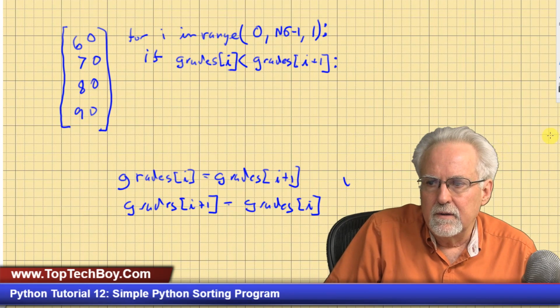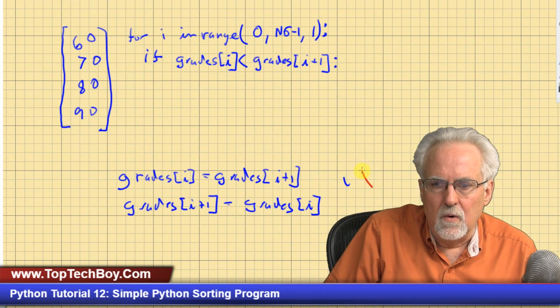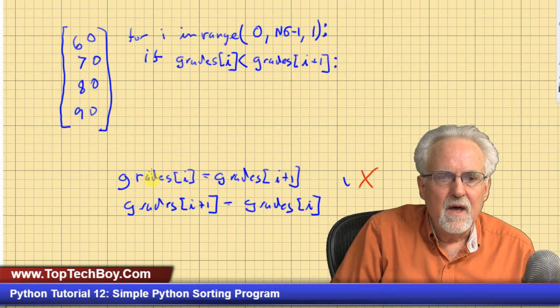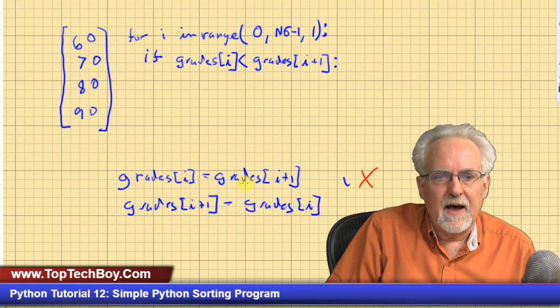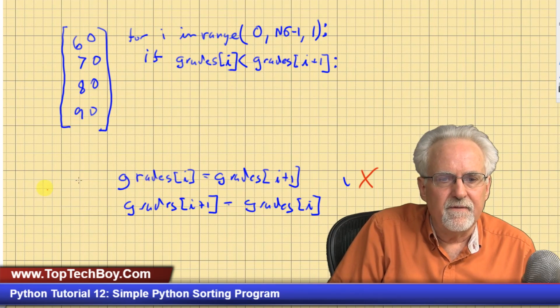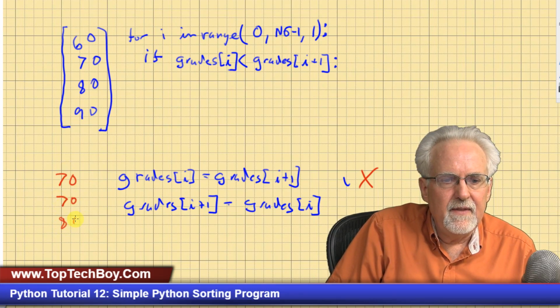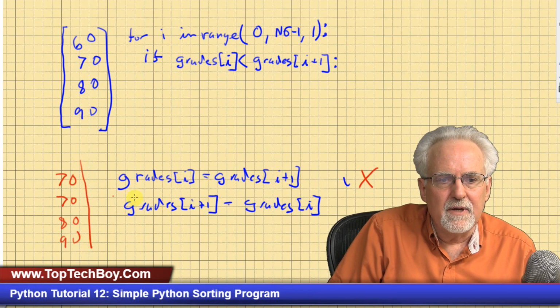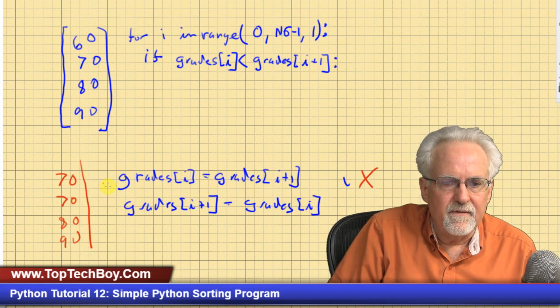This does not work. No. That does not work. Why? Because let's think of this. I'm going to take grades of I plus 1 and I'm going to put it in grades of I. Well, then in that case, 70 is going to go there, and then 70 remains in the next position, and then you would have 80 and 90. So you took grades of I plus 1, 70, and you put it in grades of I. Now your list looks like this, okay? Now when you say grades of I plus 1, that 70 is equal to grades of I, then you're just going to put it back, and you're going to have 70, 70, 80, and 90.